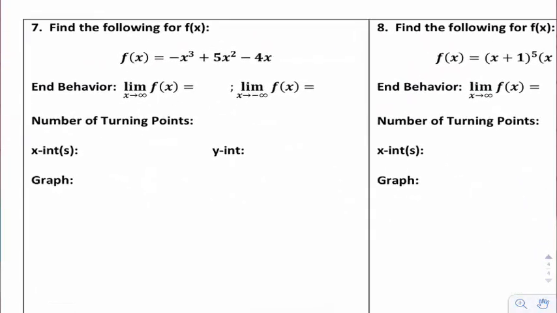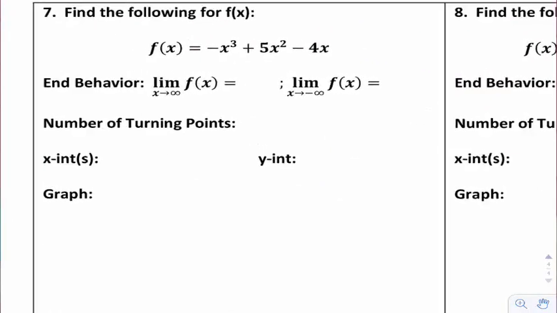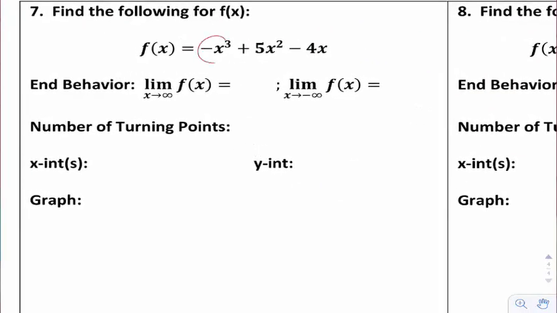Number 7, I'm going to take a graph. I'm going to find a bunch of stuff here. So this graph, we are going to start with the end behavior. Again, this just looks at that leading term. It's in standard form. So I know that this graph is going to look like this.